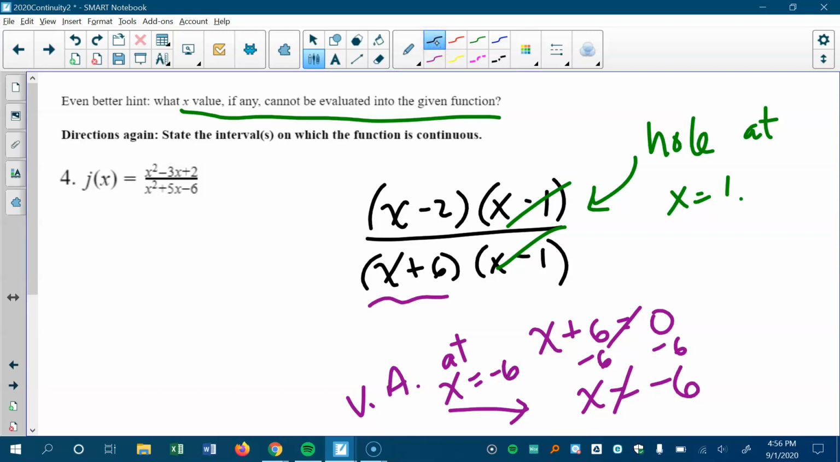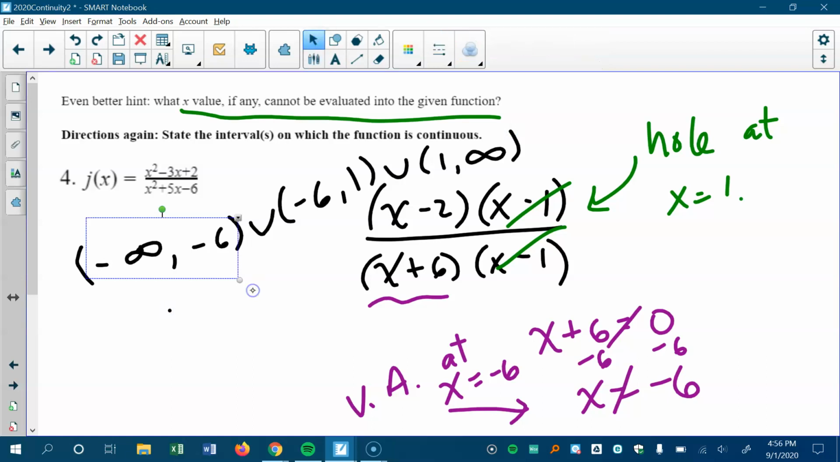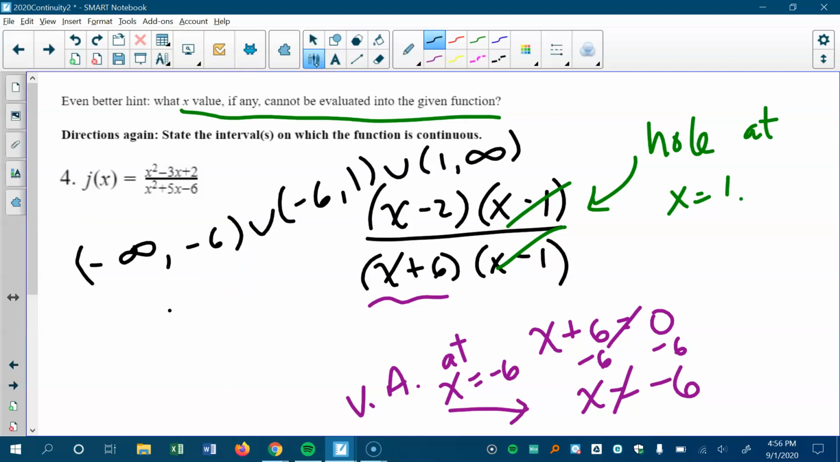So the intervals of continuity are anywhere that are not those values. So that means that we are going to have continuity from -infinity to -6, and we'll unite that with -6 to 1, and we can also unite that with 1 to infinity. Now the other way of writing that could be, actually, I'll leave it like that. That's how I want your answer.